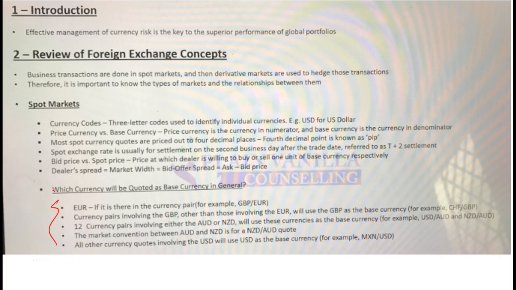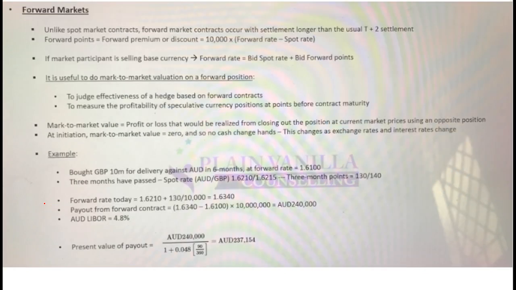Obviously there are deviations to it, but generally this is how currencies are quoted. This is just to give you an overview of the foreign exchange market, how they operate, and the different terms or structures that you need to know of. So moving on from spot markets, another type of market is the forward market.